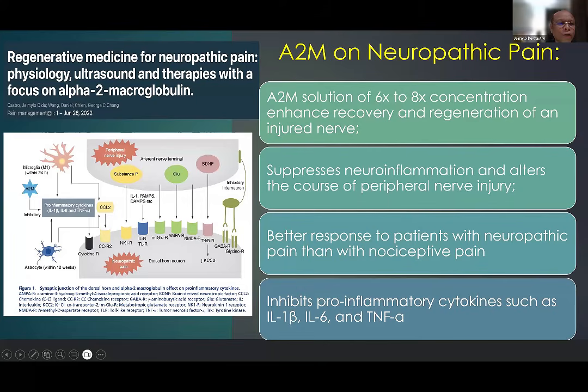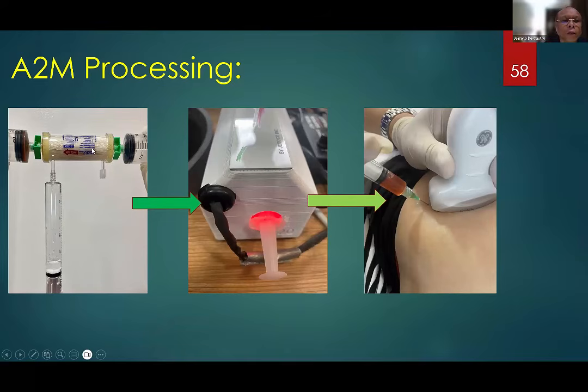So this is the way it's being processed. It filters from about 0.5 microns to about 1 micron. So going back and forth, you kind of filter the platelet-rich plasma, and after that you put it in the photonic chamber with a red light for 20 minutes, and then it's ready for injection, as you can see here in these patients.